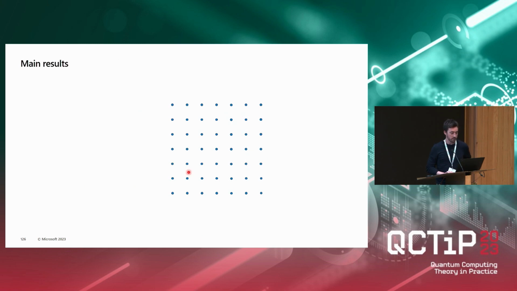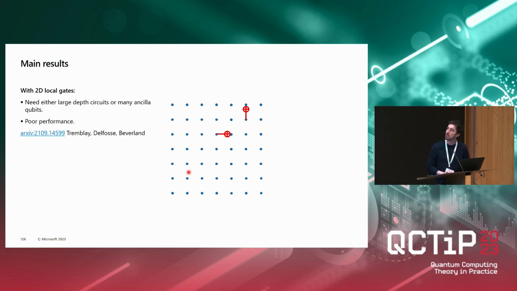And the main results I'm going to discuss today are, what can we do first with 2D local gates? So if we have gates like local CNOTs in our square grid of qubits, then the bad news is that either we need a large depth circuit or we need many ancilla qubits, and we lose the advantage of LDPC codes. And we observe a poor performance. So 2D does not seem to work well.